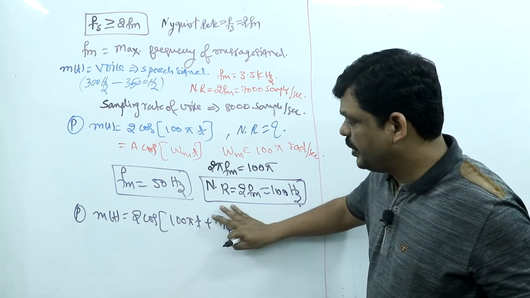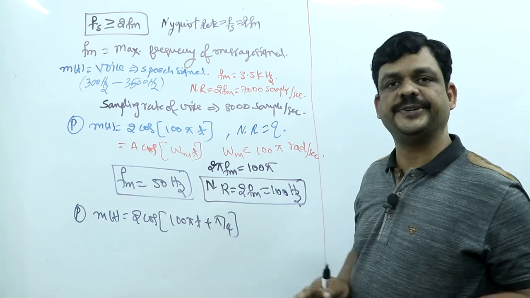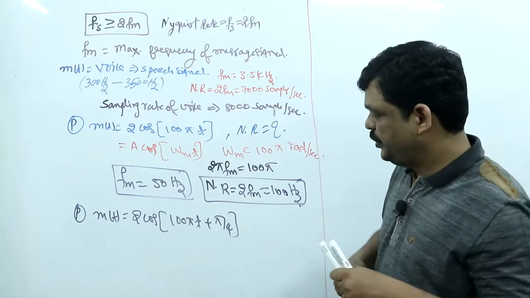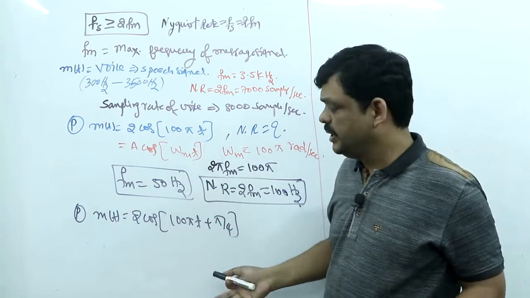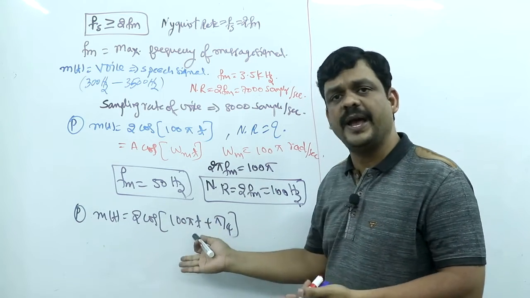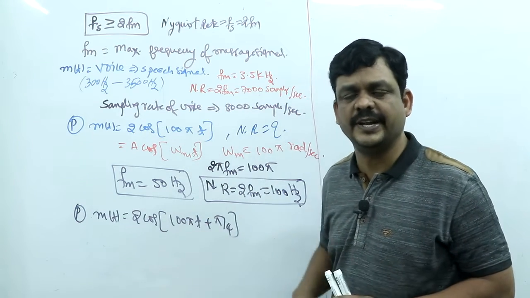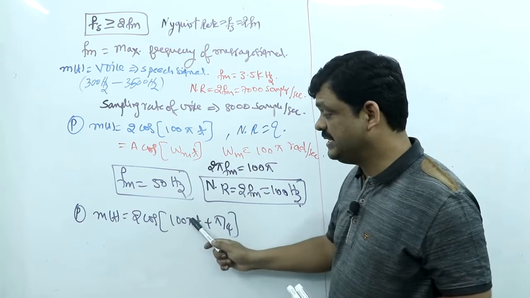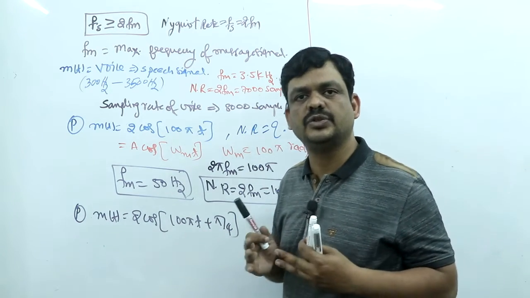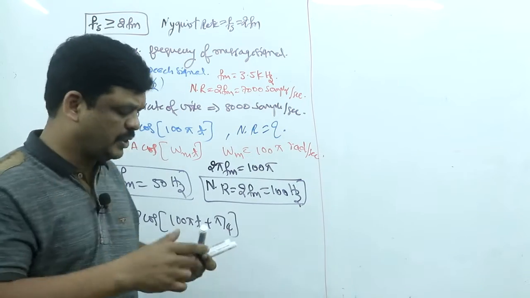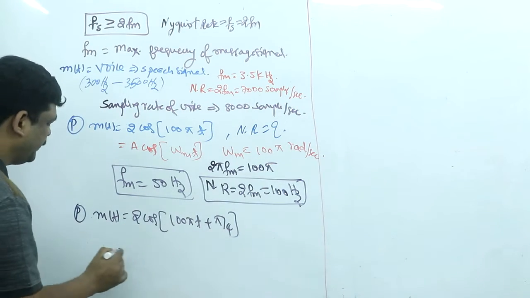So the shifting operation does not affect the Nyquist rate. See, if you shift the signal towards the right side by pi by 4 or towards the left side by pi by 4, the frequency of the signal remains as it is. There is no change in the frequency, right? So if the frequency of the signal does not change, the Nyquist rate also does not change, and the sampling rate also does not change.